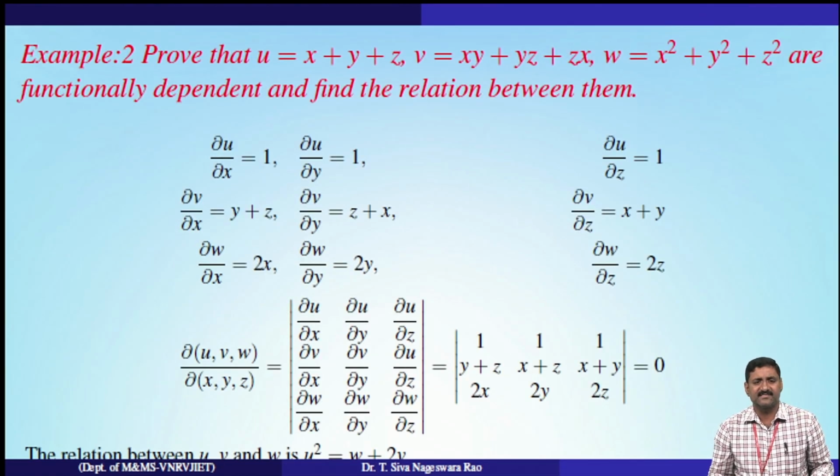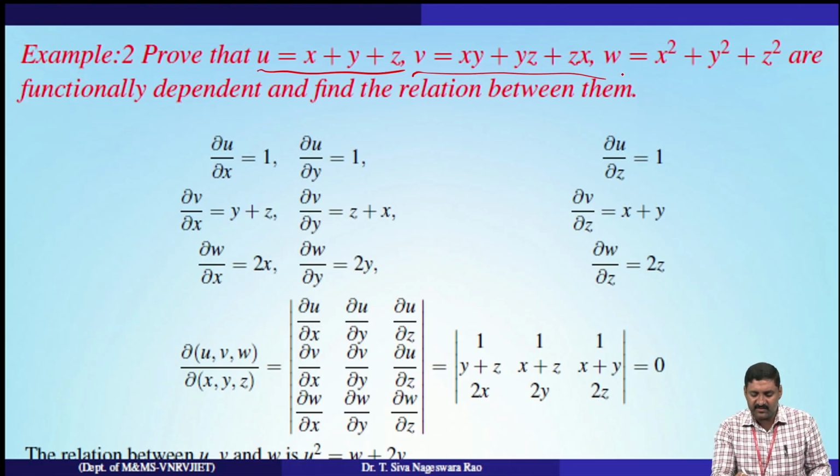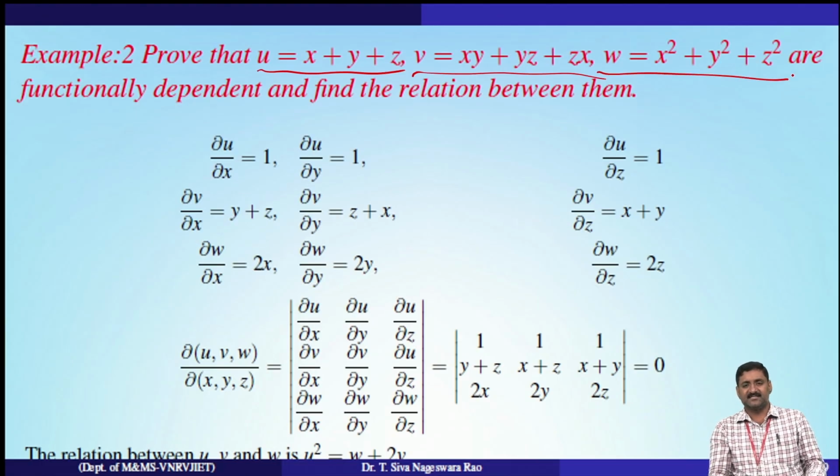Now we will see one more example related to functional dependence. If you prove functional dependence, our aim is to find the functional relation between these three functions. Now what is given? u is x plus y plus z, v is xy plus yz plus zx, and w is x square plus y square plus z square. Here we have three functions involving three independent variables x comma y and z.